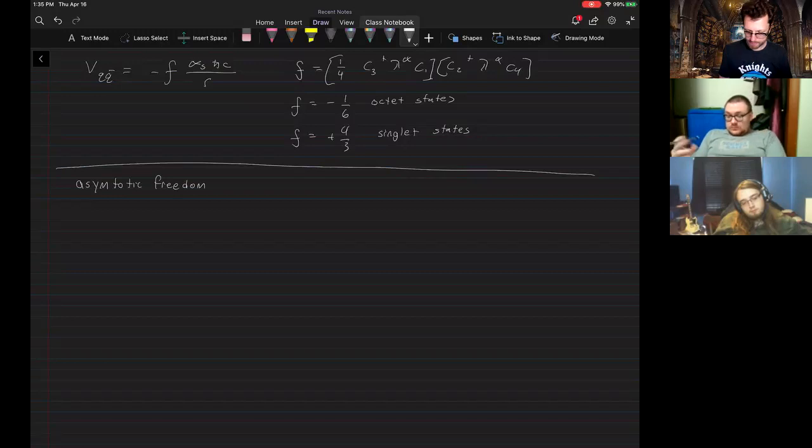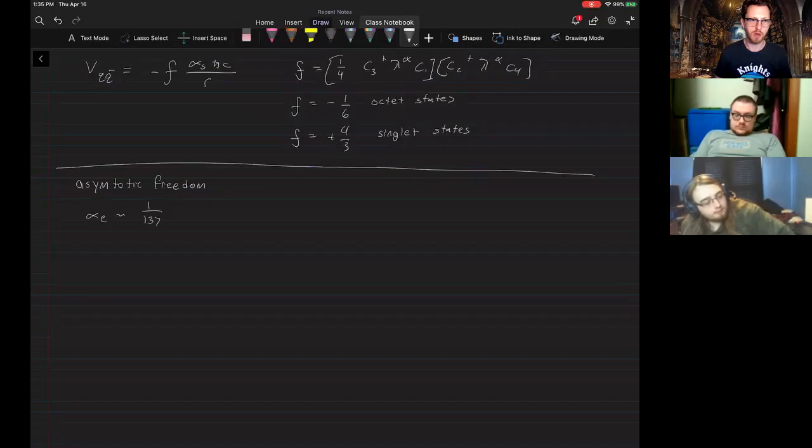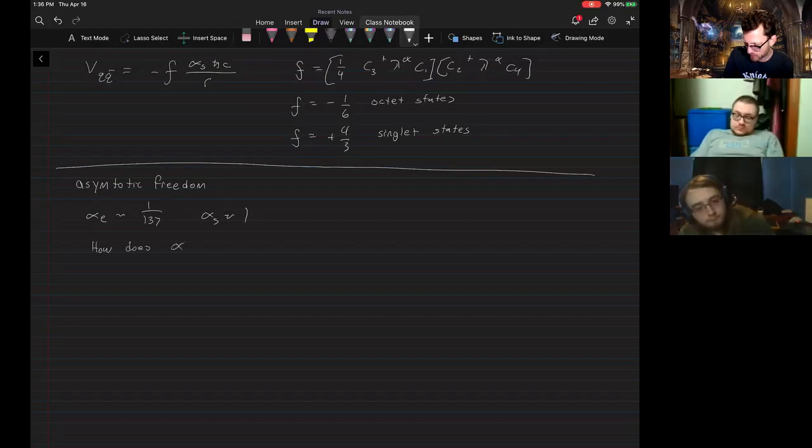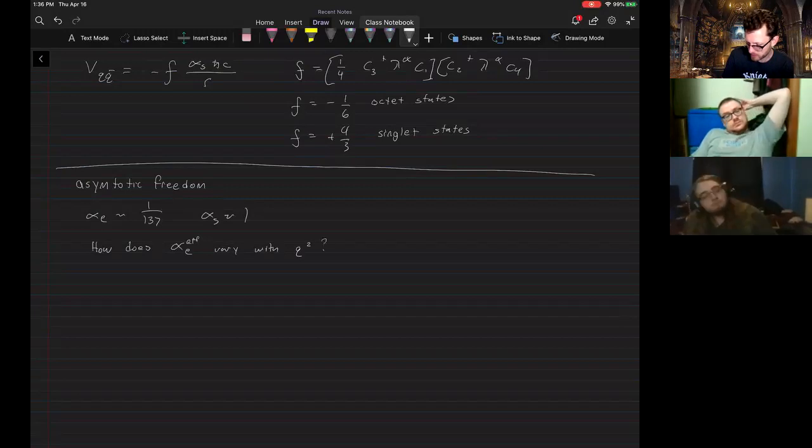Well, we just said that alpha_E, the coupling in the electromagnetic theory, is like 1 over 137. It's this small coupling. And alpha_S is of order 1. So that's a big difference here. But we could ask ourselves, how does alpha effective vary? Let's think back to QED. How does this vary with, say, the 4-momentum exchanged in some process, Q squared? This invariant 4-momentum property.